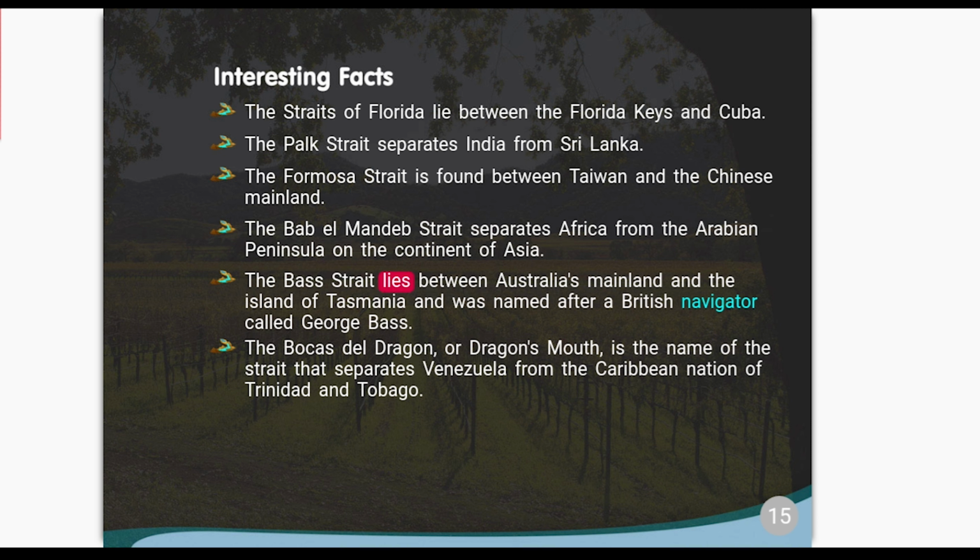The Bass Strait lies between Australia's mainland and the island of Tasmania and was named after a British navigator called George Bass. The Bocas del Dragon, or Dragon's Mouth, is the name of the strait that separates Venezuela from the Caribbean nation of Trinidad and Tobago.